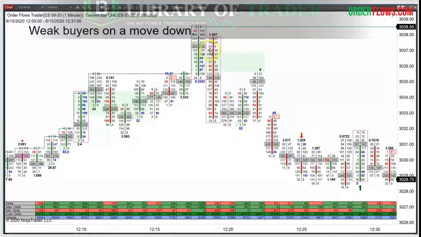And what's happening? People that were buying it up in here, thinking we're going higher, realize we're not going higher. I've got to start selling. They're selling this on the way down. So I see these selling imbalances, very thin volume on the offer side on the way down. There's no counter trade.